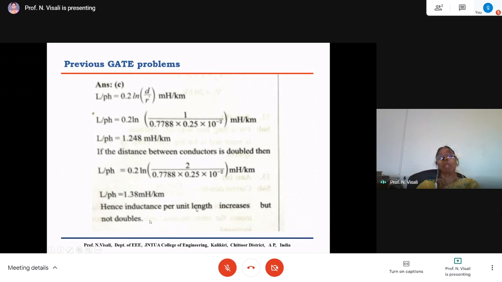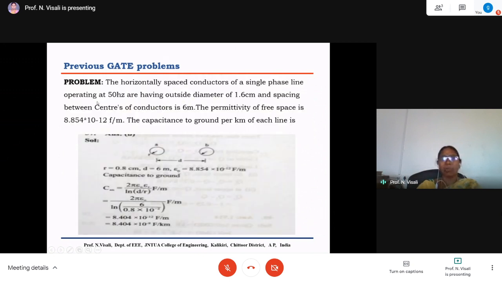Then the horizontally spaced conductors of a single-phase line operating at 50 Hz have an outside diameter of 1.6 centimeters, and the spacing between centers of conductors is 6 meters. They have taken again a single-phase line operating at 50 Hz, the outside diameter is 1.6, and the spacing between the centers of the conductors D is 6 meters. The permittivity of free space epsilon is given. The capacitance to ground per kilometer of each line is to be calculated.